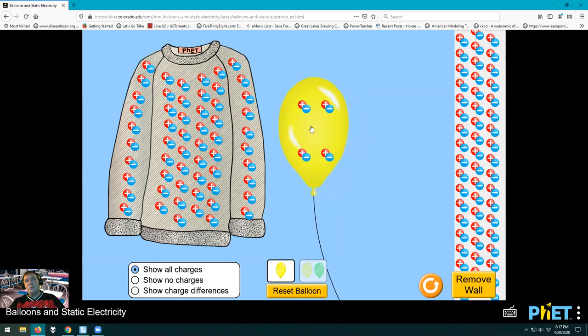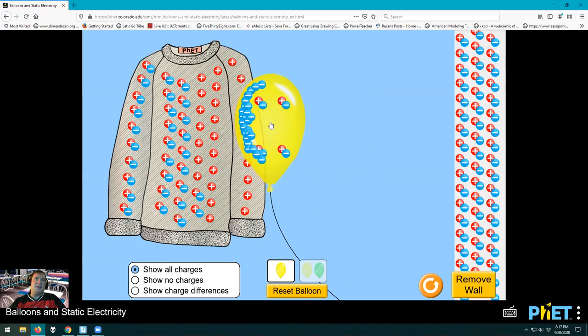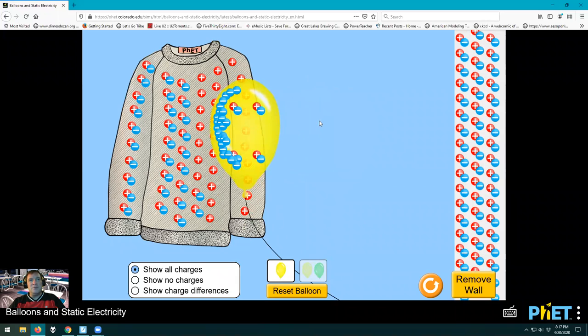But if I bring the balloon over to the sweater and rub it against the sweater, now the balloon takes negative charges, electrons, from the sweater, and now the balloon has more negative charges than it has positive charges. And because the balloon took those from the sweater, now the sweater has fewer negative charges than it used to have. And now the sweater is left with a positive charge because it's got more positive things than negative things. They are attracted to each other. So if I let go of this balloon, the balloon moves over to the sweater.